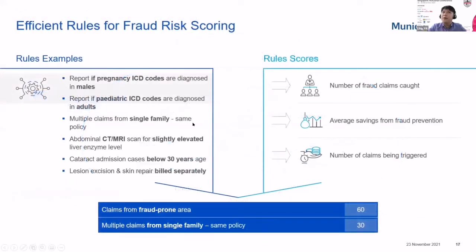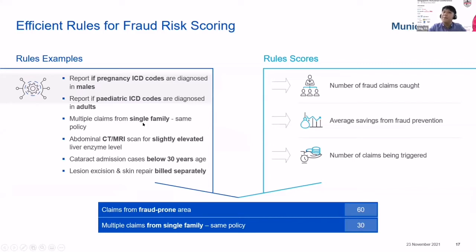So quite similar to what Bala has mentioned just now, but in a different context. For example, we have the static business rule. If, let's say, a pregnancy ICD code, which is the medical condition submitted in the claims, was diagnosed in a male, the patient is male, the claimant is male, something is weird, we will flag it out. Or if it's a pediatrician ICD code diagnosed in adults.